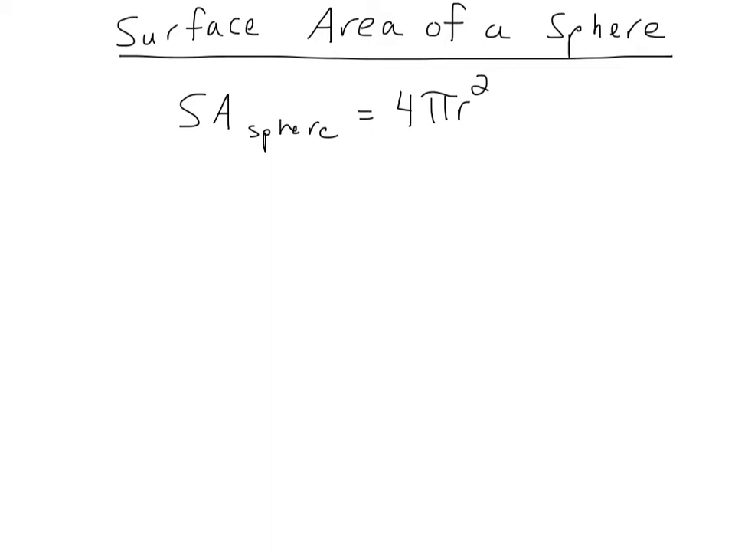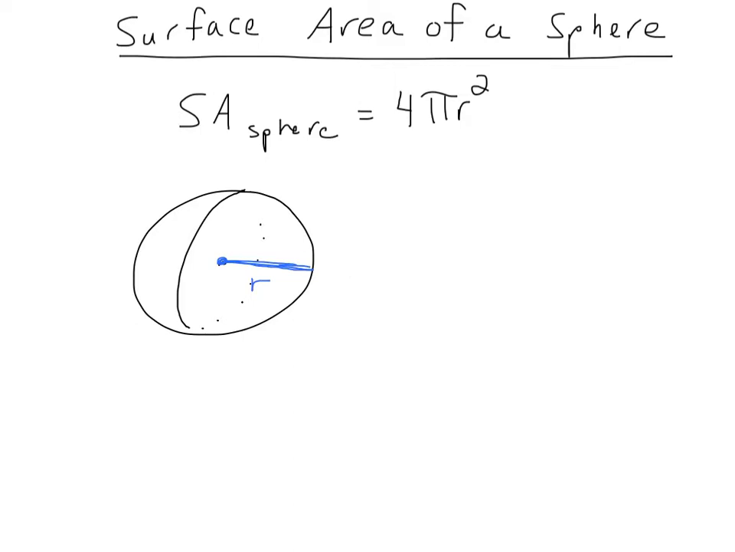cubic units. Okay, so here's a sphere. Let's say I draw one right here. Here's our radius, and it makes sense that you're going to need to find the radius because you always have to. So you'll find your radius, you'll square it, you multiply by pi, and you multiply by 4. That's the surface area of a sphere.